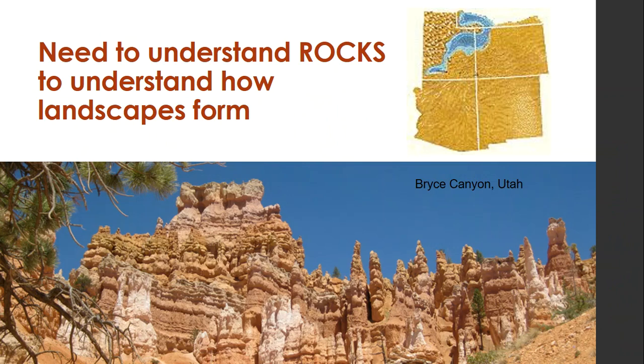And so we need to be able to understand rocks in order to understand how landscapes form. So here is a picture in Bryce Canyon. There's a lot of pictures in the upcoming chapters that are from my vacation going to national parks in the Southwest United States, and this is one of them. And so these landforms are called hoodoos, and we want to know, what are these rocks? How did they form? What happened here?